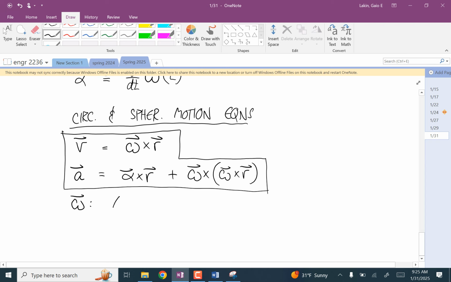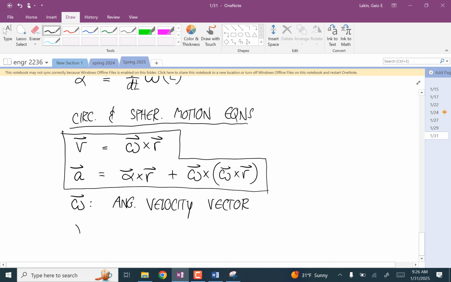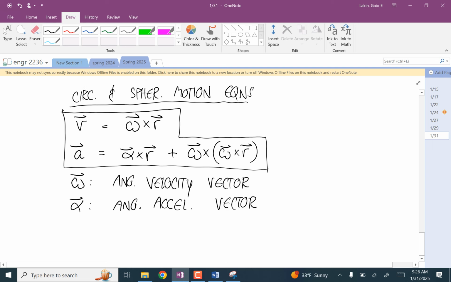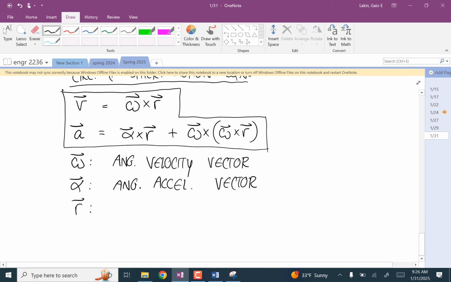Omega is the angular velocity vector. Alpha is the angular acceleration vector. And r, okay, so the devil is in the details with all of this stuff, and you need to be able to give mathematical definitions for all of these, like p vectors, r vectors, rho vectors, all this stuff. There are all these things that are going to be kind of similar, and you have to absolutely know the difference between these things.